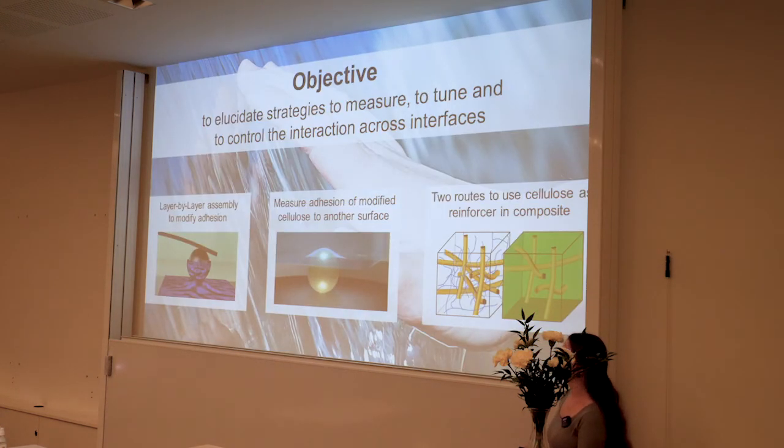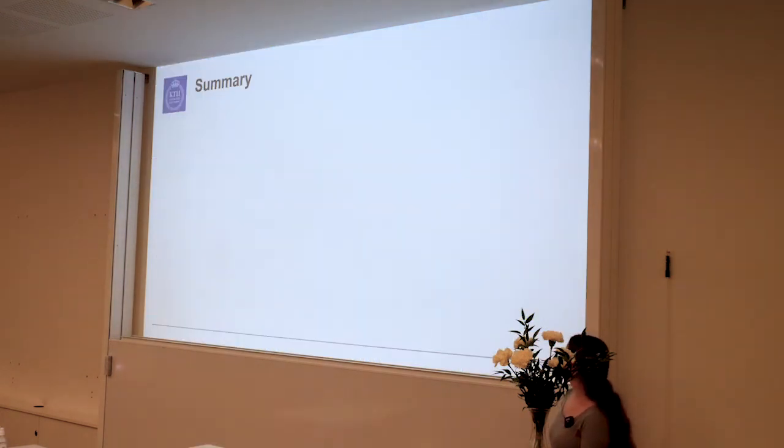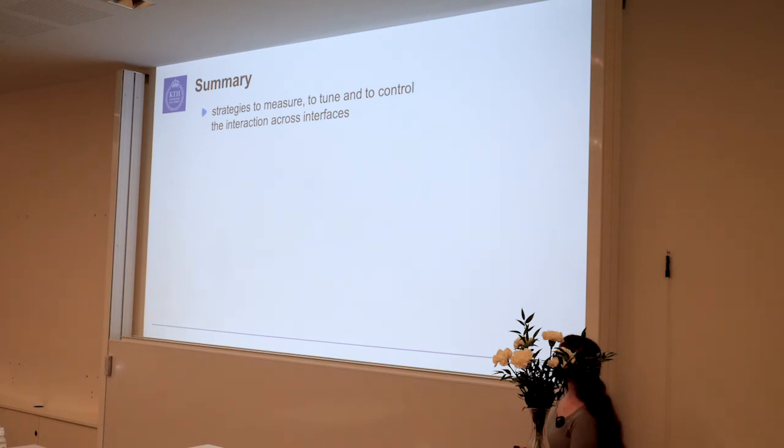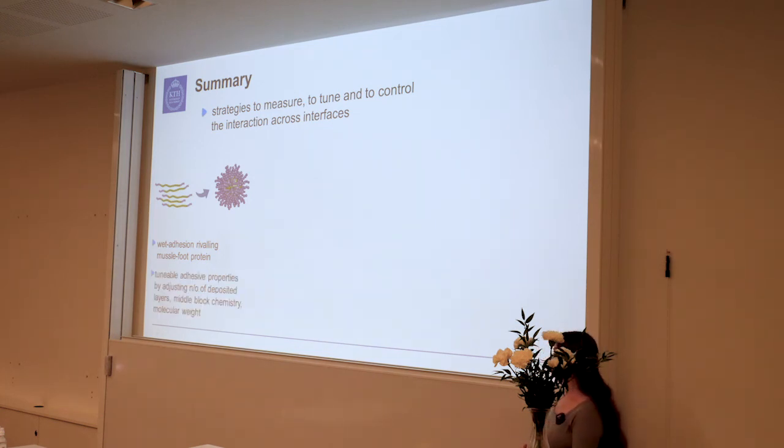I will just shortly summarize and conclude the whole project. So the overall aim was to elucidate strategies to measure, to tune, and to control the interaction across an interface. We looked at tri-block polymers, which self-assembled in water into micelles with hydrophobic core and charged corona. We then used those micelles to build up LBL structures on surfaces to be able to modify the adhesion of the surface. And we found that we had wet adhesion rivaling that of muscle foot protein between our LBL treated surfaces, and that we could tune the adhesive properties of the surface by adjusting the number of bilayers we added, and also the middle block chemistry, and adjusting the molecular weight of the polymer added.